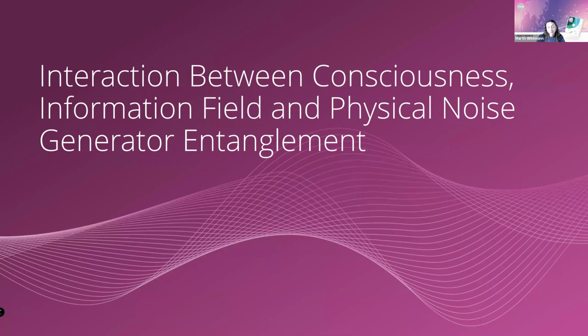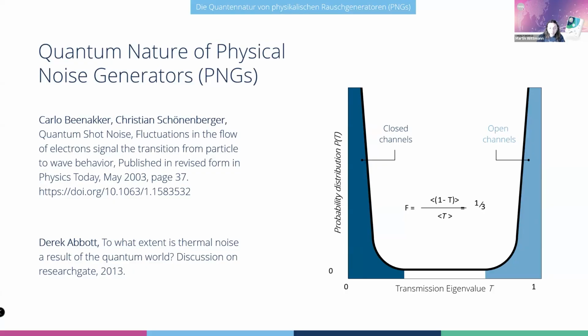Now, the question I also get very often is about the interaction between consciousness, the information field, and physical noise generators, or physical noise generator entanglement. First of all, the quantum nature of physical noise generators. What does that mean? The question was always, to what extent is thermal noise a result of the quantum world? Thermal noise is what a noise generator generates, and 2/3 of the data that comes out of a noise generator is based on quantum events. And those quantum events, of course, can be changed. Those are the quantum events we are using.